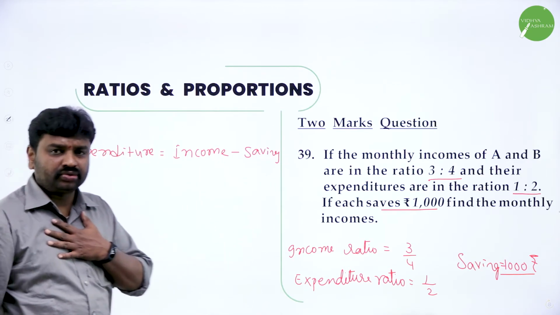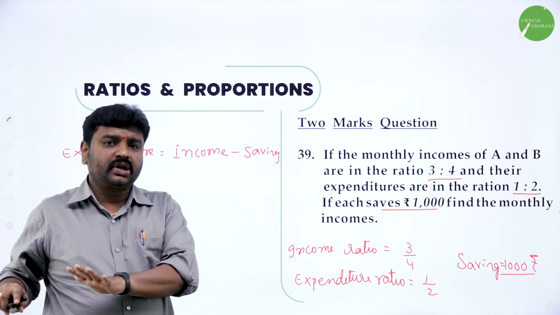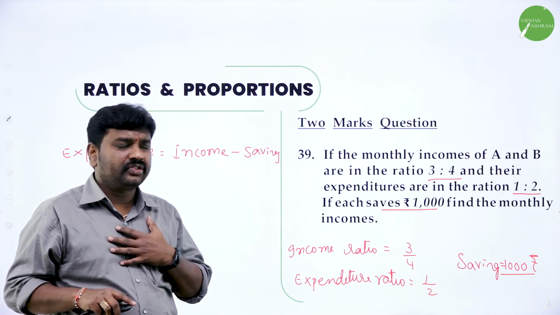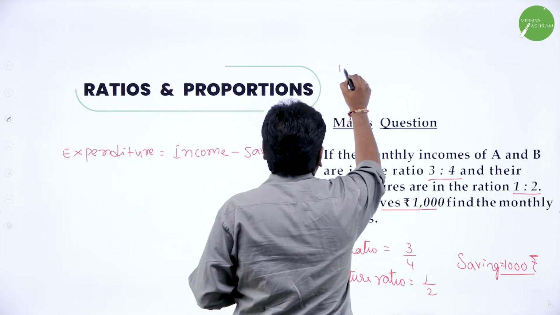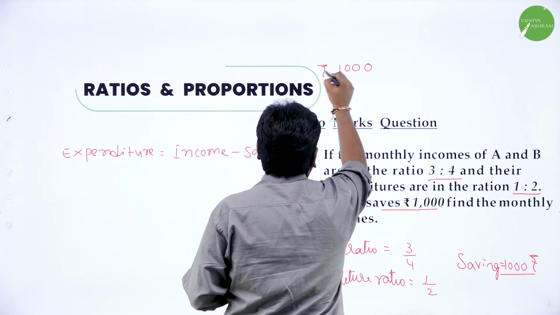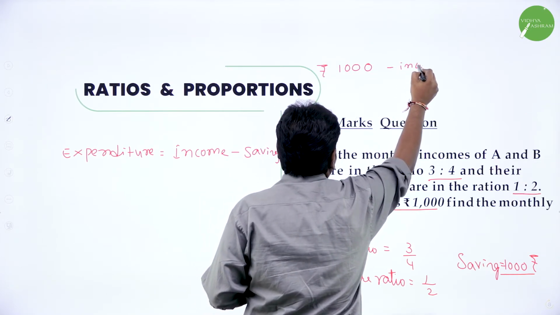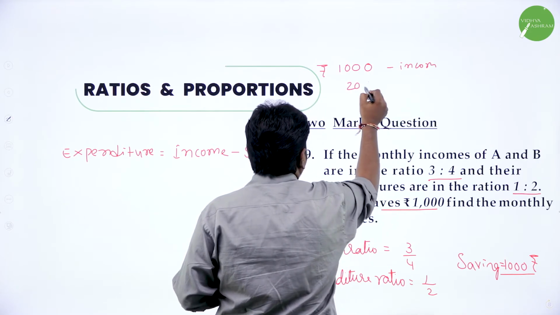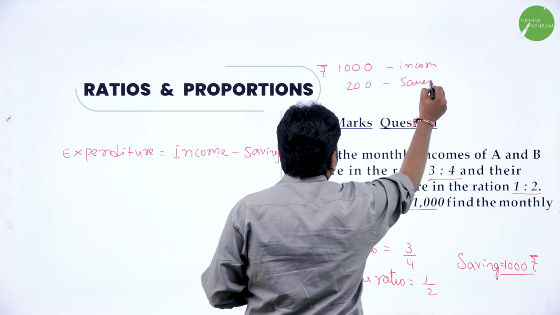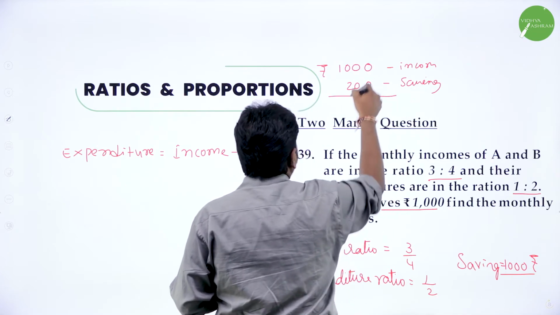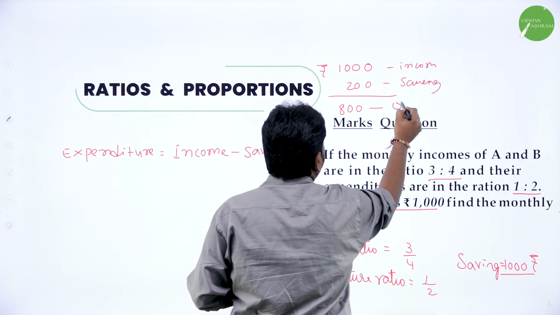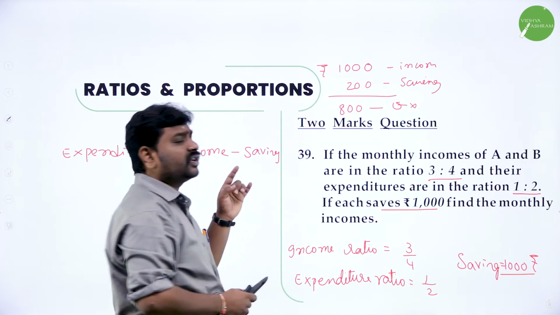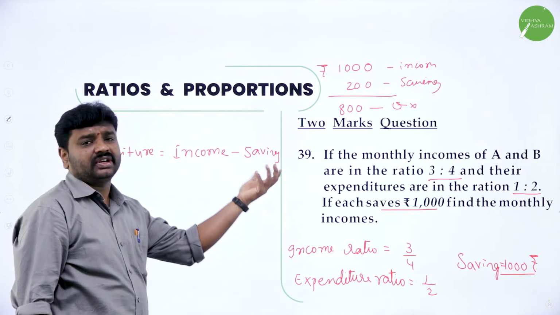See, suppose I earn 1000 rupees, I save 200 rupees. I earn 1000 rupees, this is my earning or income. I am saving 200 rupees. So how much have I spent? I am spending the remaining. Remaining is 800. 800 rupees is my expenditure. So if you always want expenditure, do income minus saving.